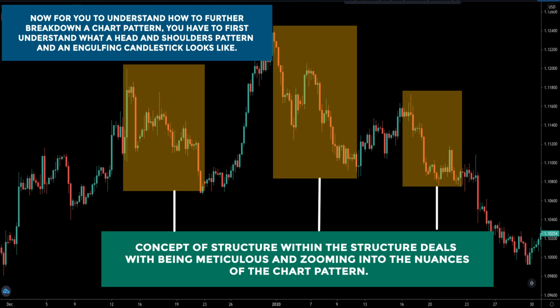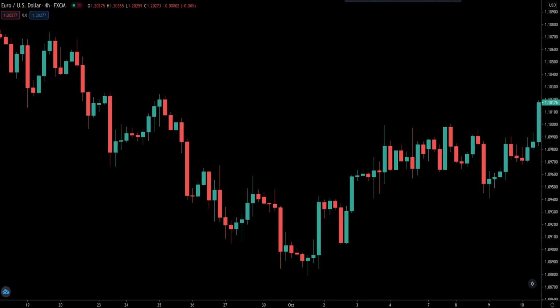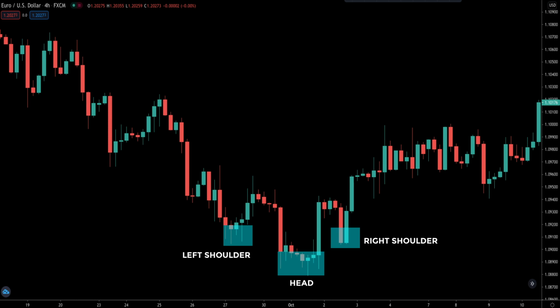Now, for you to understand how to further break down a chart pattern, you have to first understand what a head and shoulders pattern and an engulfing candlestick pattern looks like. This is foundational to the concept, so let me quickly run it through with you because I don't want to assume that you already know this. So this is what a head and shoulders pattern looks like. It consists of a left shoulder, a head, and a right shoulder, just like what a human being looks like. The opposite of a head and shoulders is an inverted head and shoulders pattern, which is a bullish reversal pattern.